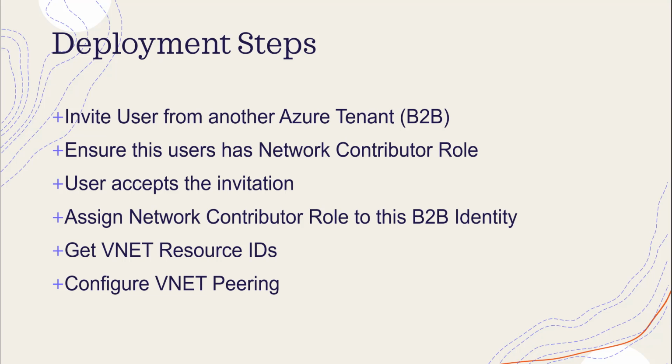The second part is that we need to ensure that this user that you are inviting from the other Azure tenant has an adequate network contributor role there, so that this user can configure the network VNet peering. That goes without saying. The user would have to accept the invitation. And then on our side, where we are configuring the peering, the person that is going to execute this task should also have at least a network contributor role, and we need to get the VNet resource IDs from both sides and then configure the VNet peering. It's a very simple task, low-hanging fruit. Many times we struggle with it, but I think this lab would help you understand how quickly you can accomplish it. Let's get into the lab.